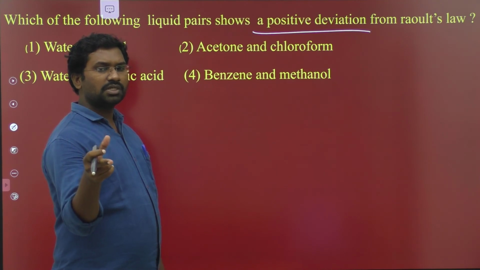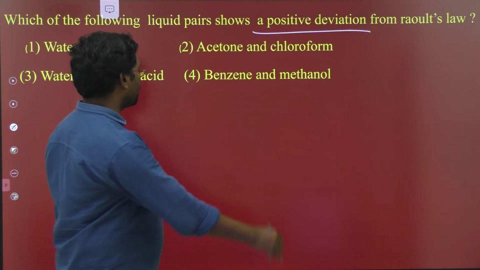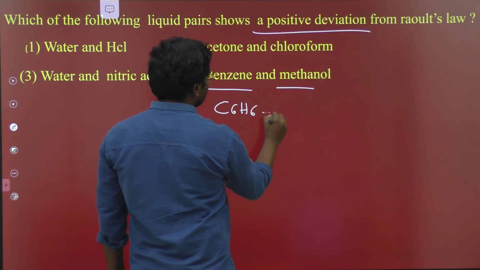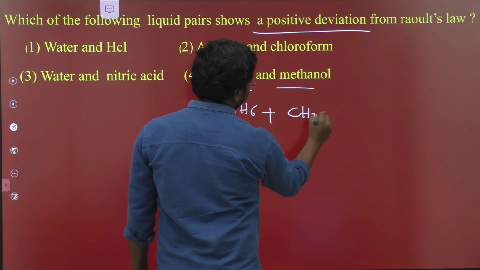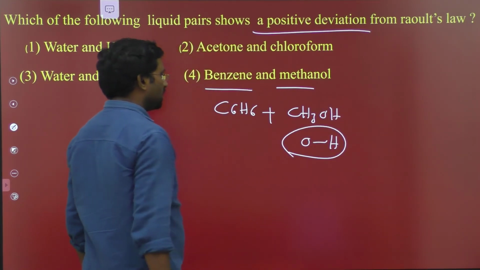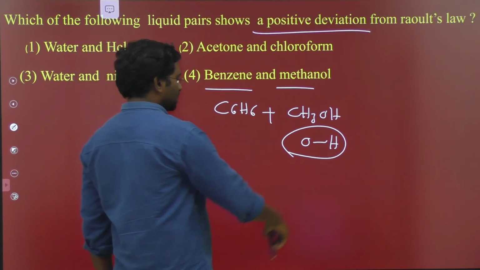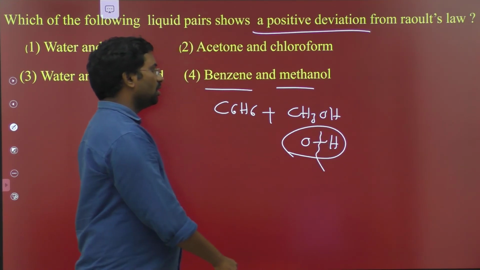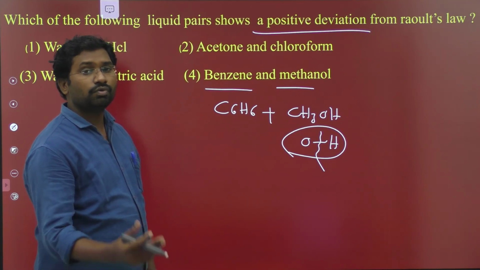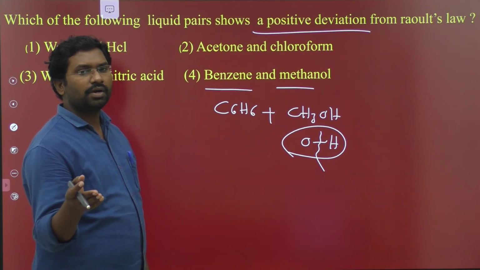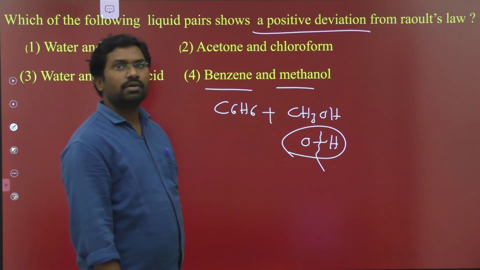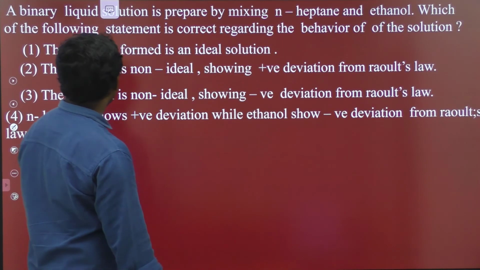If more vapor pressure is required, more molecules are evaporated. In case of benzene and methanol, benzene C6H6 plus methanol, methyl alcohol. There is hydrogen bonding present in methyl alcohol, therefore benzene breaks the hydrogen bond present in methanol, therefore more molecules are evaporated. If more molecules are evaporated, the pressure exerted by them also increases, therefore the solution exhibits positive deviation.